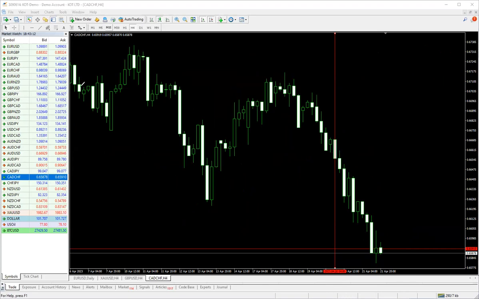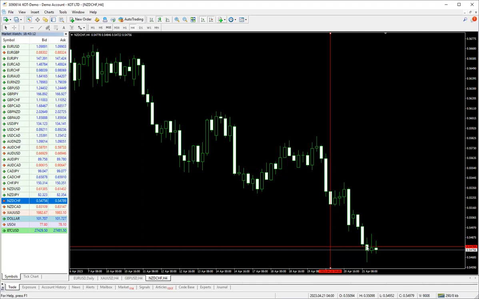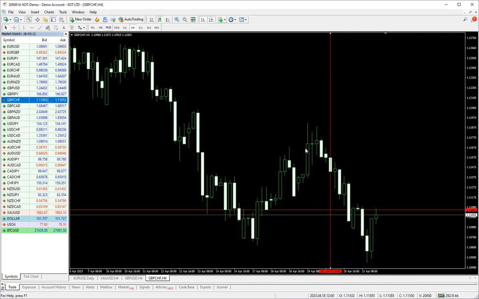Okay, let's look at another one. I've taken AUD chef, CAD chef, NZD chef. The same thing. From 20th, which one? GBP chef. From 20th. Look at it. Also sell.